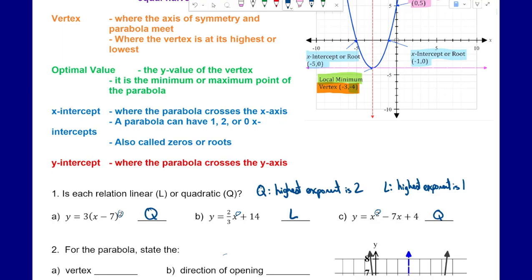So that's an easy way that you can tell if you're not familiar with the different forms of a quadratic. The first one you might recognize because that is our vertex form. B is the equation of a straight line, y equals mx plus b. C we haven't looked at yet, but that is also a quadratic.